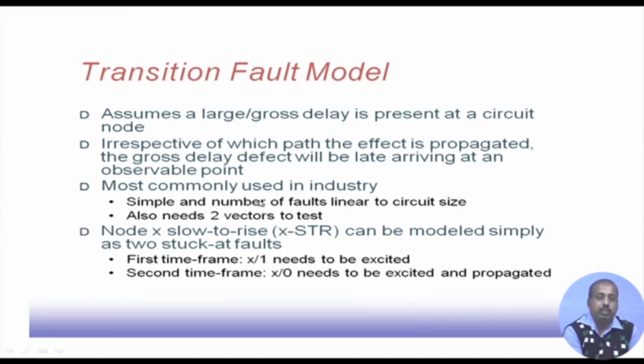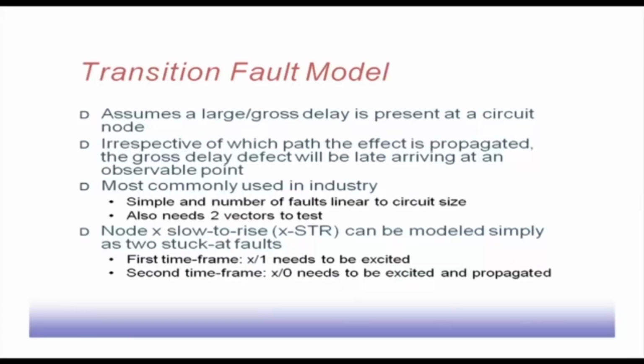It is most commonly used in industry, simple, and the number of faults is linear in the circuit size, because if there are n nodes in the circuit, then all these n nodes may have some large delay. As a result there are n faults. This also needs two vectors to test. One is called node x slow to rise, x STR. Another is naturally slow to fall.